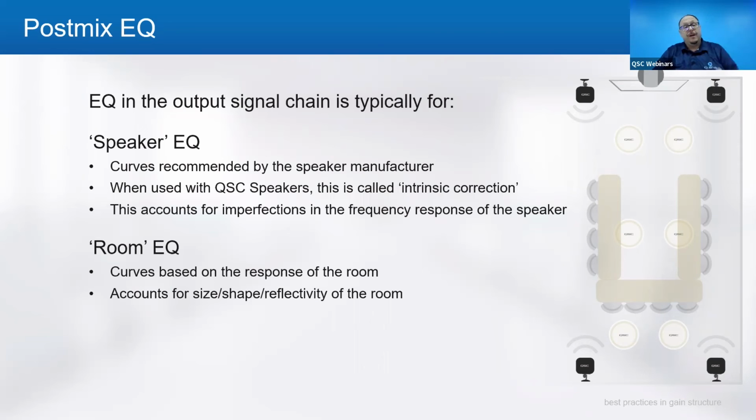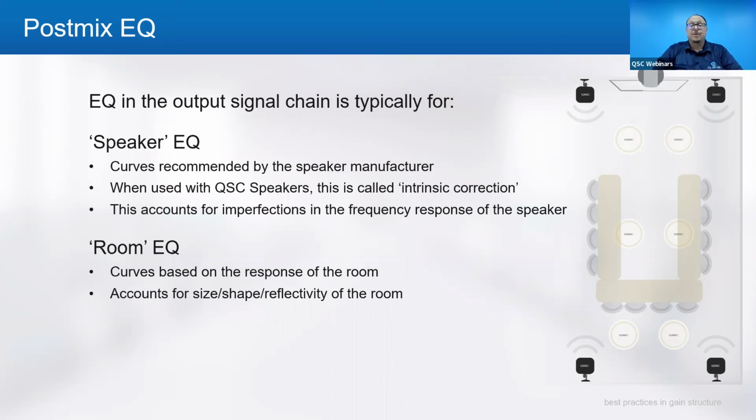So we've already given you a block that, if you're using our loudspeakers, makes them flat, meaning they reproduce what signal gets put in as accurately as possible. So that intrinsic correction, we build that in for you. But speaker manufacturers will publish what the recommended curves are there. So that's what you would want to do on that output side.